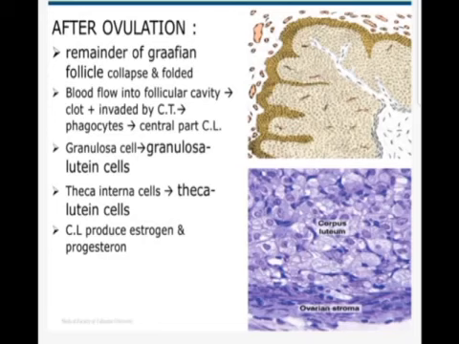The theca interna cells, which are already steroid synthesizing in nature, enlarge to some extent and are now known as the theca lutein cells. Their cytoplasm also contains fat droplets, mitochondria with tubular cristae, smooth endoplasmic reticulum, and lipochrome pigment.